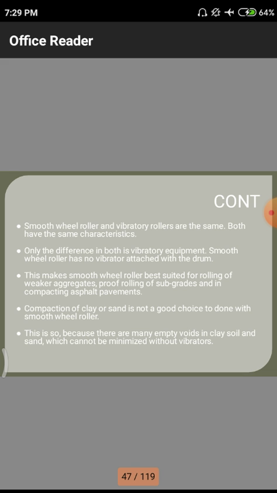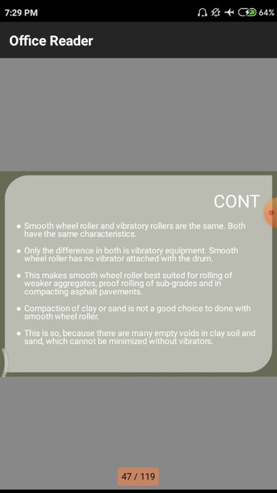That means steel and other kinds of alloys. Next, the third point we have is that this makes a smooth wheel roller best suited for the rolling of weaker aggregates. The term mentioned here is weaker aggregate. That means the aggregate has low crushing strength. Normally this crushing strength depends upon the kind of aggregate. We have different kinds of aggregates.